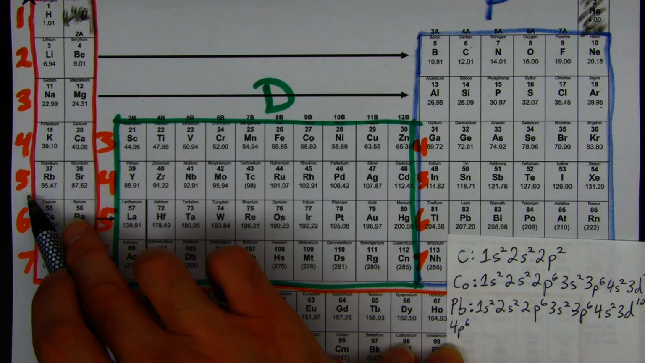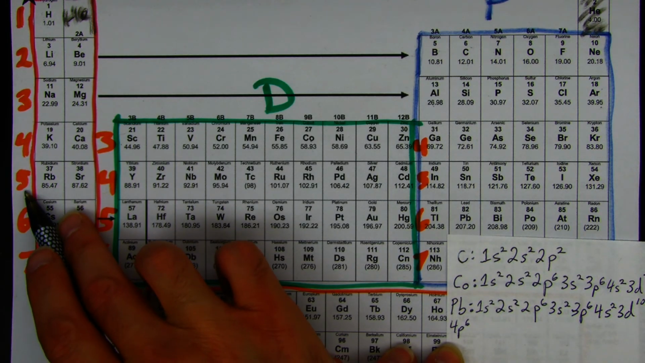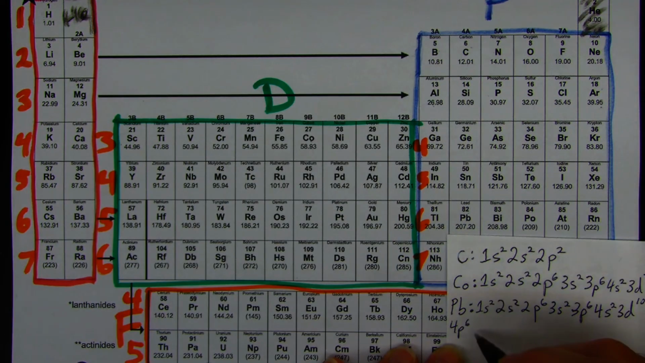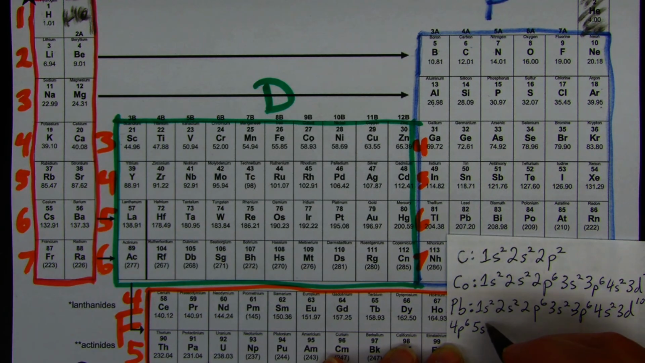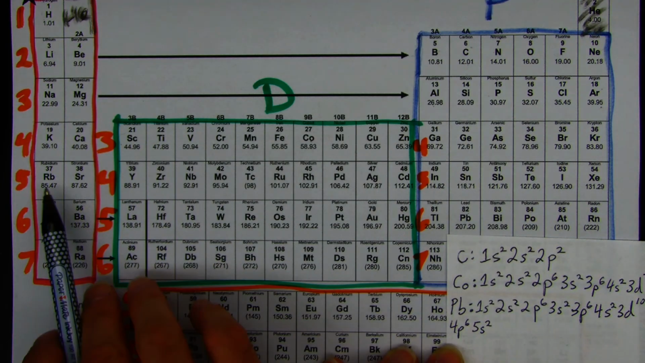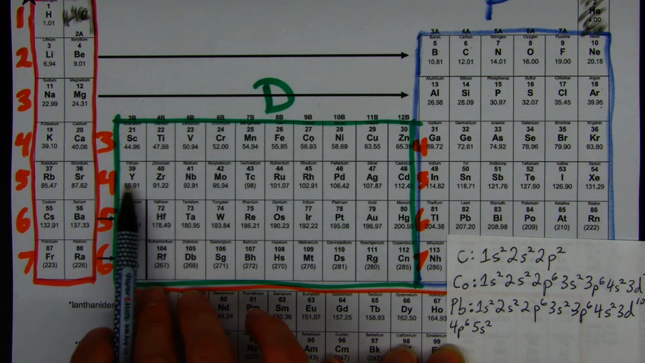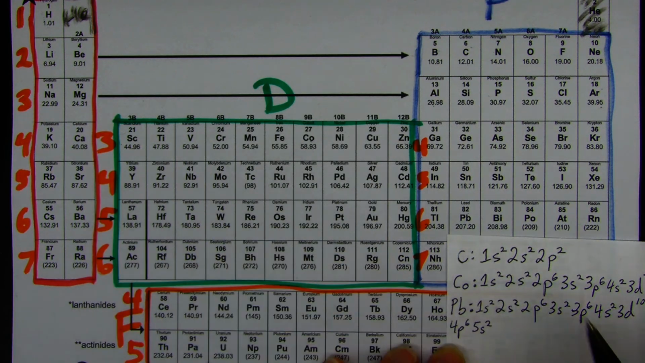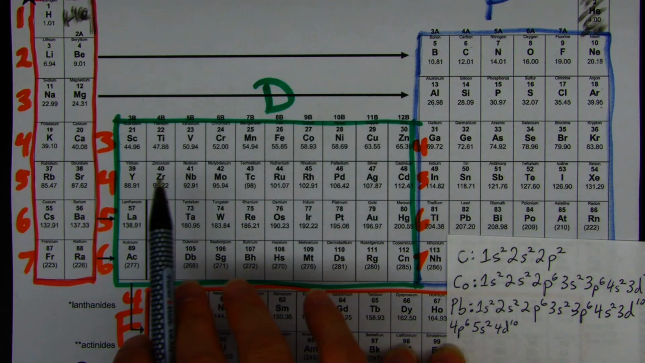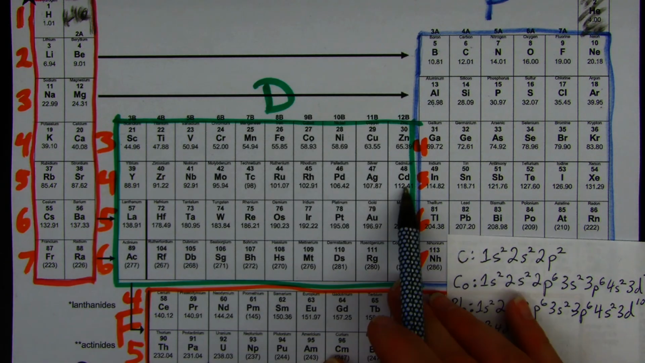So now I'm in the 5th period, which is energy level 5. And I'm in the S block. So that's 5S. So I'm going to 5S. I go through those 2. So then I'm going to be 5S2. Now I'm jumping to the D block again. So that's 4D. And I'm going to go through all 10 of those elements. So that's 4D10. So now I'm at cadmium.